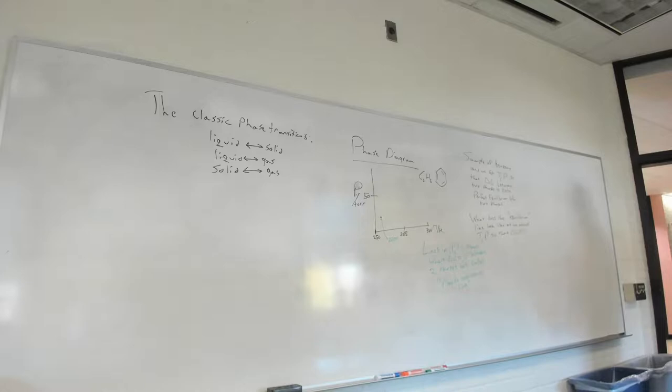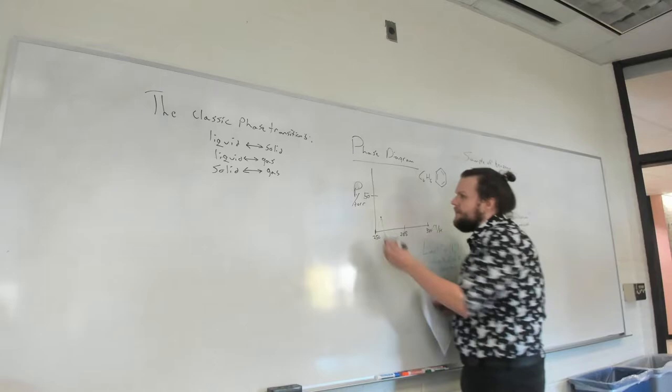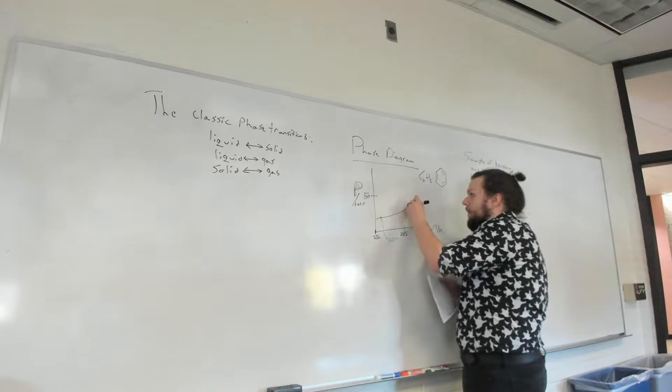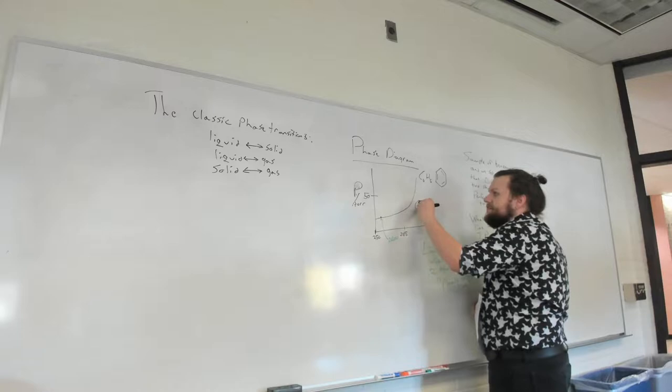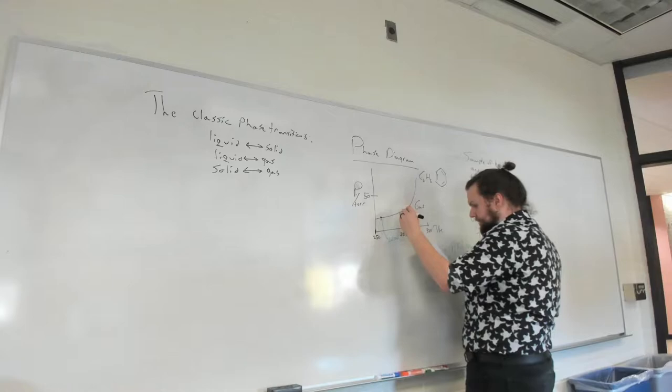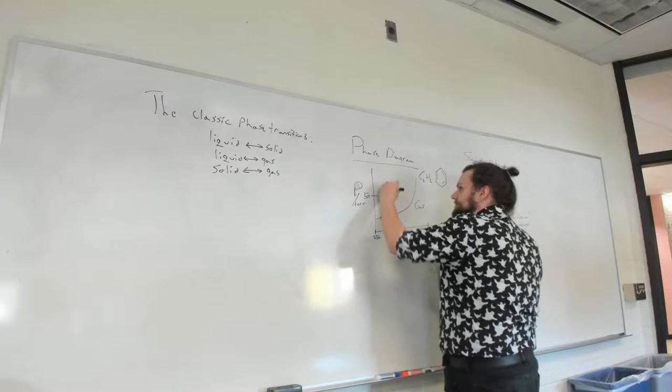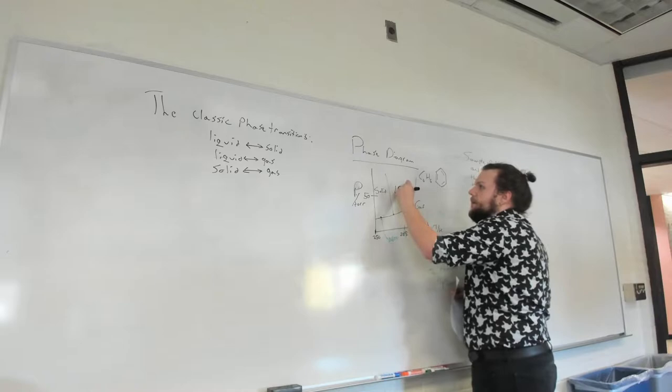And what you find is that if you plot these coexistence lines out, it looks something like this. So you have this line here where this is the coexistence. Basically, everything below this line is gas. And then there's another branch around this point right here, where there's another coexistence line like this, which separates the solid part and the liquid part.